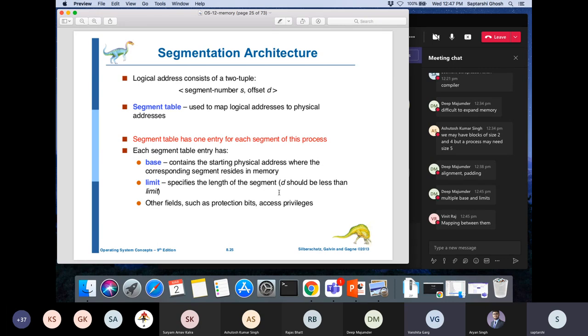But essentially, earlier we had one base and one limit because the whole allocated memory was contiguous. Now we are saying segments can be spread out over the memory. Therefore, for every segment, we need a base and a limit. Right? We are grouping them into a segment table.